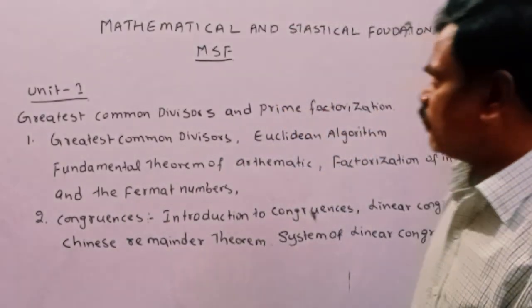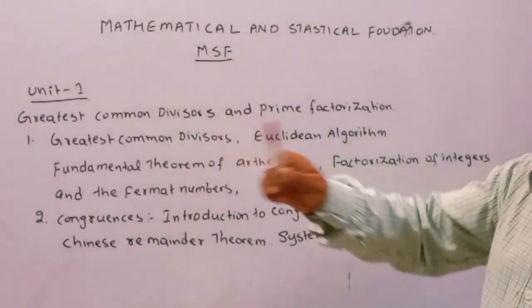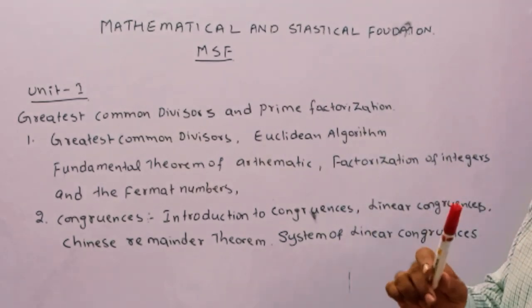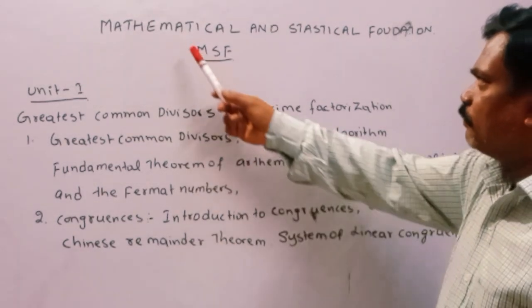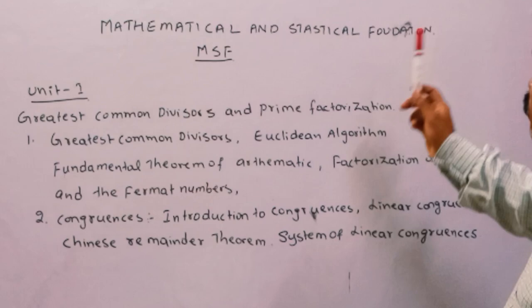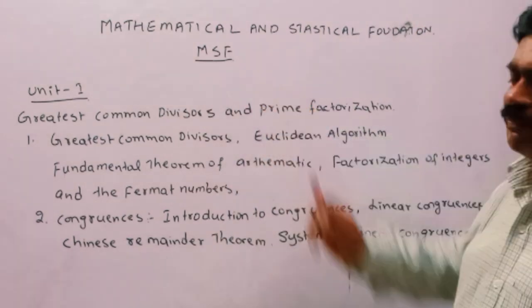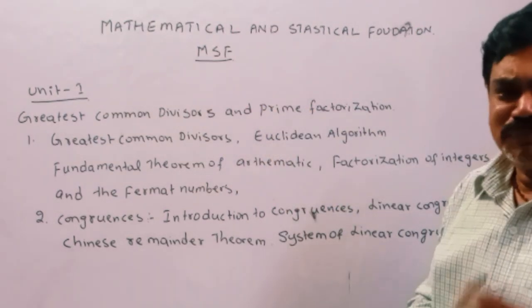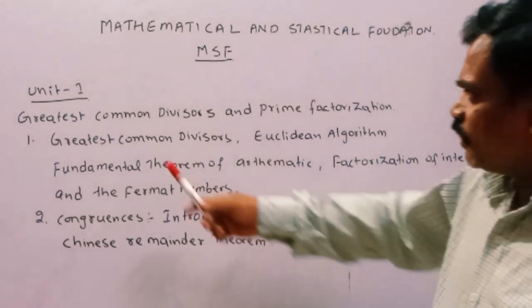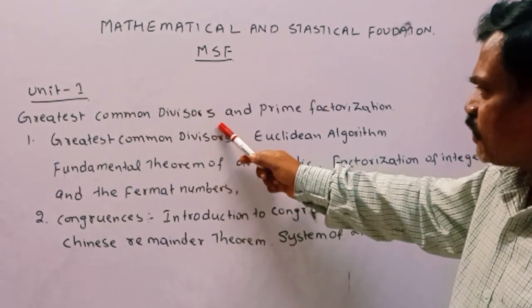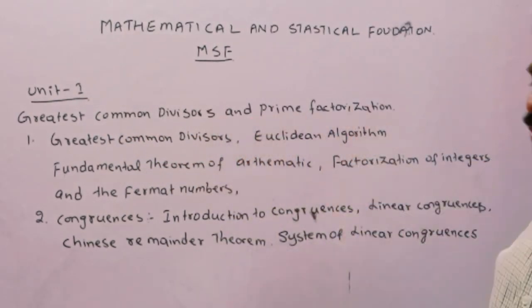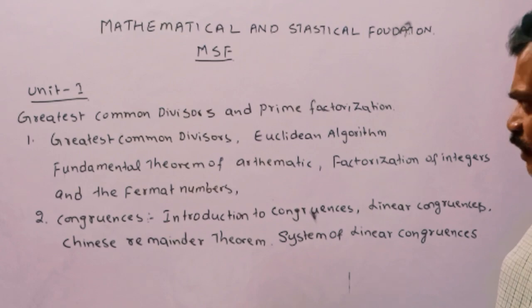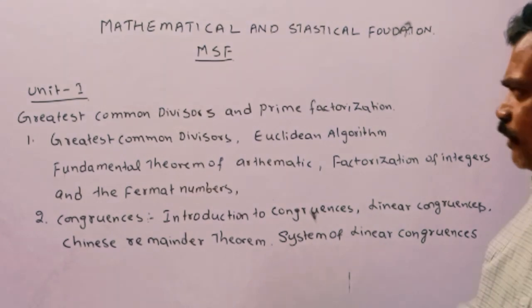Engineering mathematics, second year, first semester paper, Mathematical and Statistical Foundation, MSF. In this first chapter, greatest common divisors and prime factorization, what are the topics?